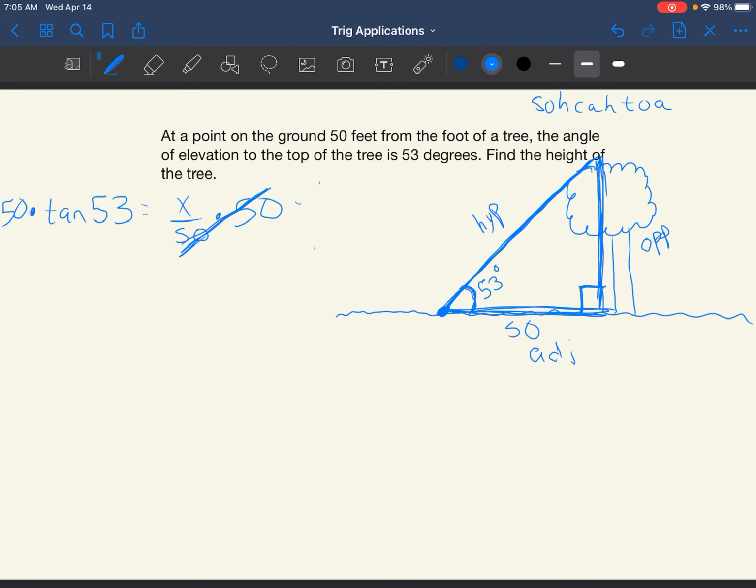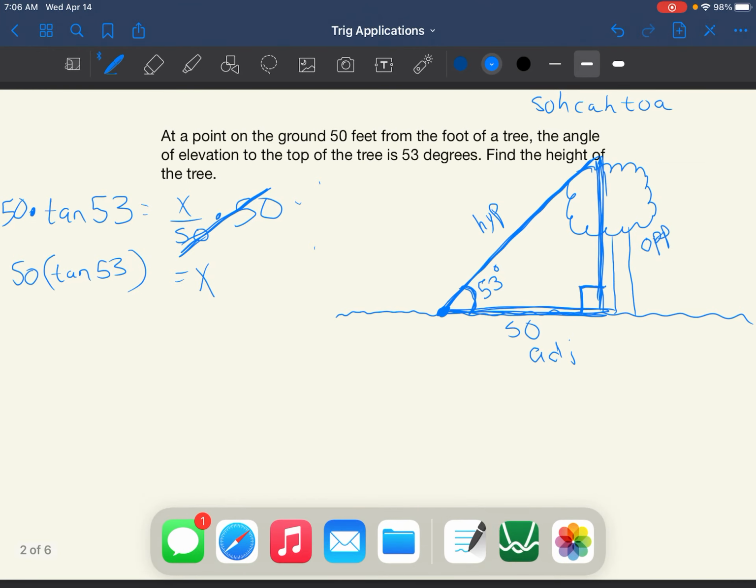On this side right here, these cancel out because you have 50 divided by 50. They cancel out, leaving just the X. So this side, I have X. And on this side, this is what I got to plug into the calculator. 50, I'm going to put in parentheses. That just means multiply. Tan 53. So that's what I need to type into my calculator to get my answer.